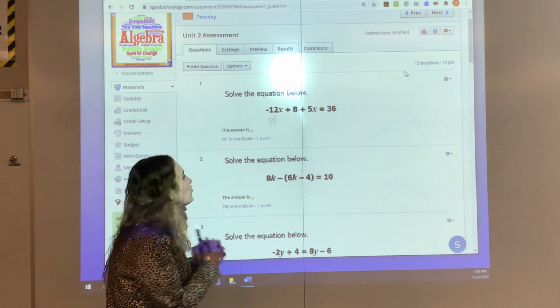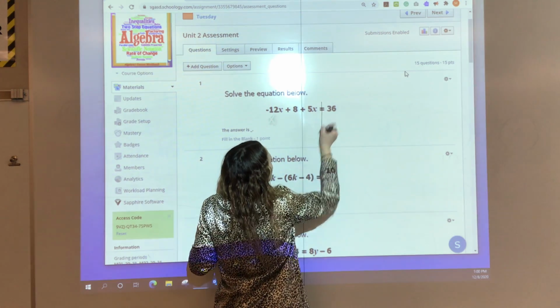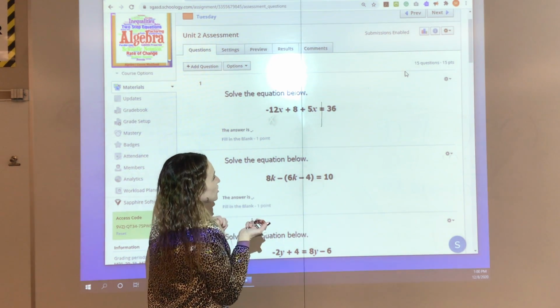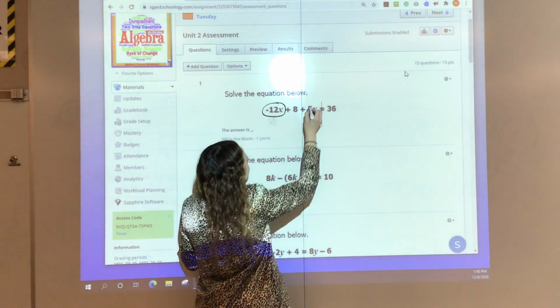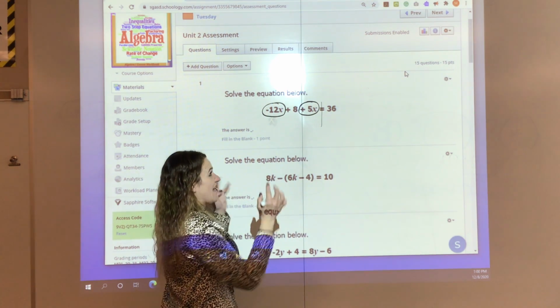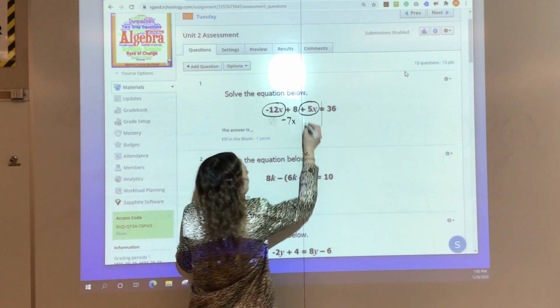So looking at number 1, it says to solve the equation below. I know I have two sides to my equation, and I want to clean it up or combine like terms whenever I can. So I have a negative 12x. Its like term is a positive 5x. If I put them in my calculator and add them together, I'm going to get a negative 7x, and I'm going to bring down everything else.